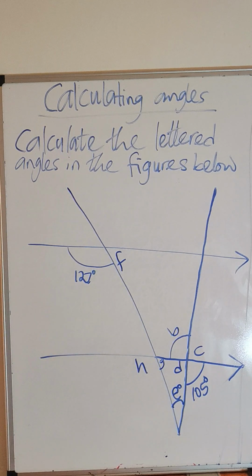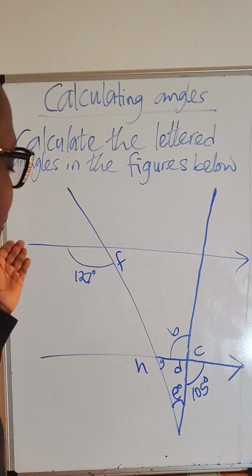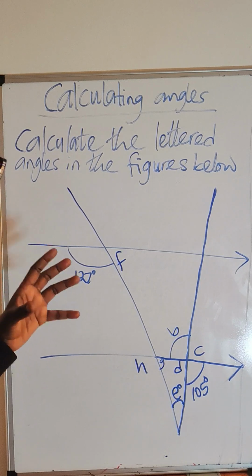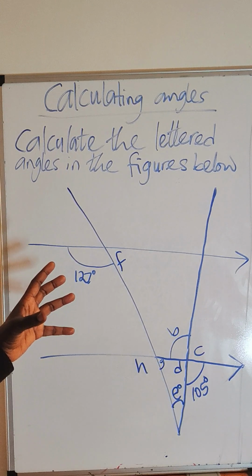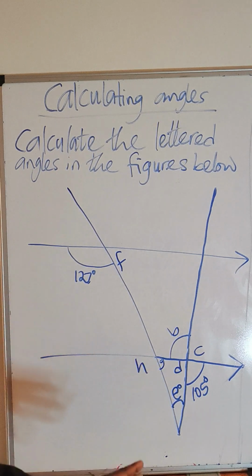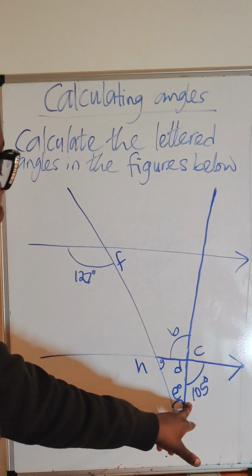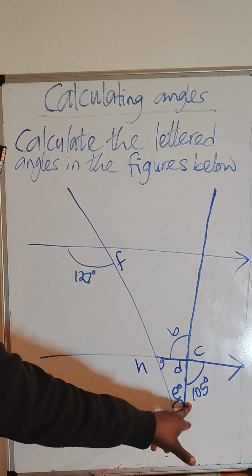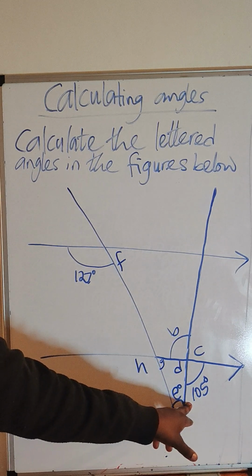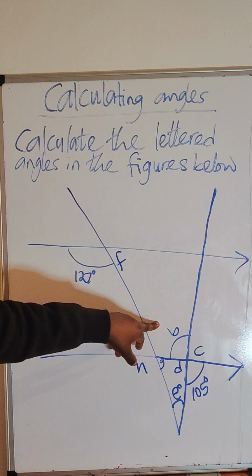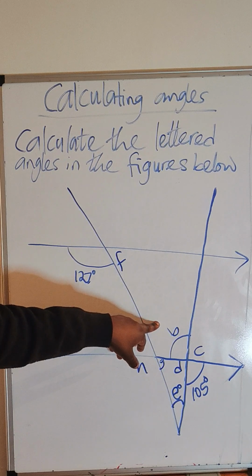So with what I have on the board, the lettered angles I have are angle C, B, D, E, F, G, H. I have about 7 lettered angles here. So I'll pick my work from this angle, which is 105. This one has been given. It is not a lettered one, but this one will give us a clue into getting what letter B is.